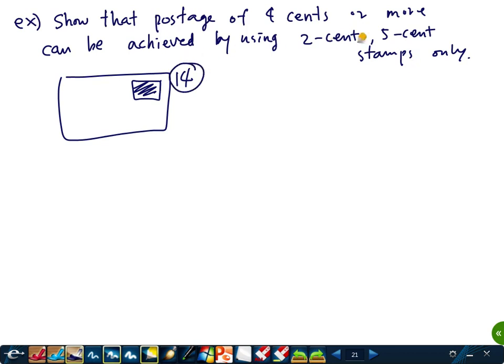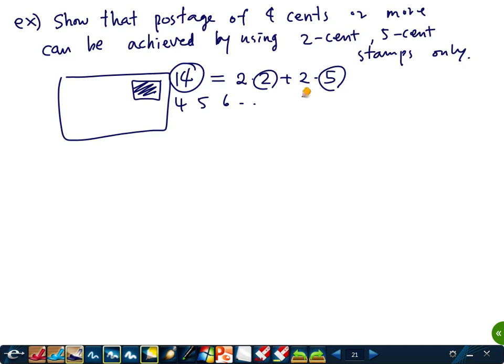Can you make 14 out of this? There are sufficiently many stamps of each kind. Can you make 14 out of 2 and 5? Yes. There are many ways, but you use 2 cent stamps twice, and 5 cent stamp twice. Then you will get this. And the statement says that this is always the case, as long as your amount is at least 4. 4, 5, 6, any of these can be written like this. That's the statement we want to show.